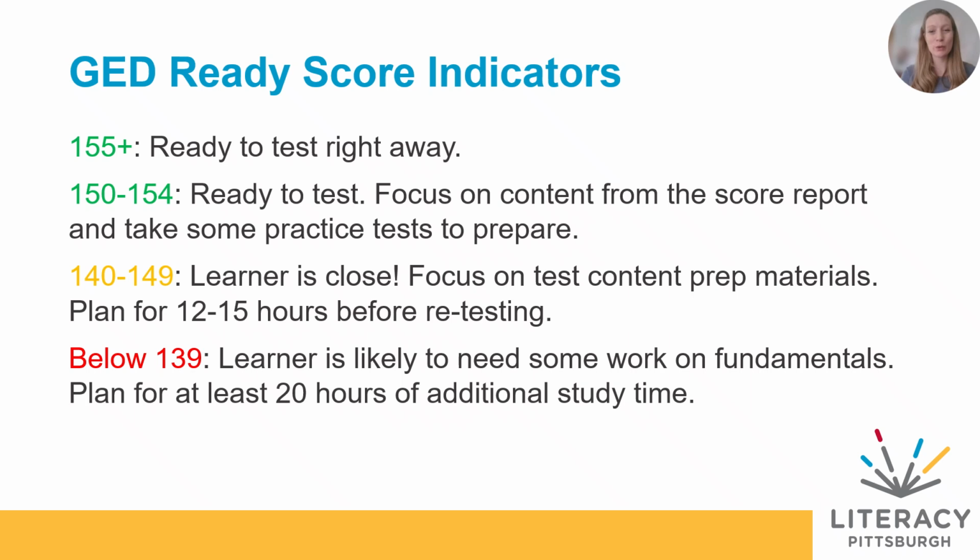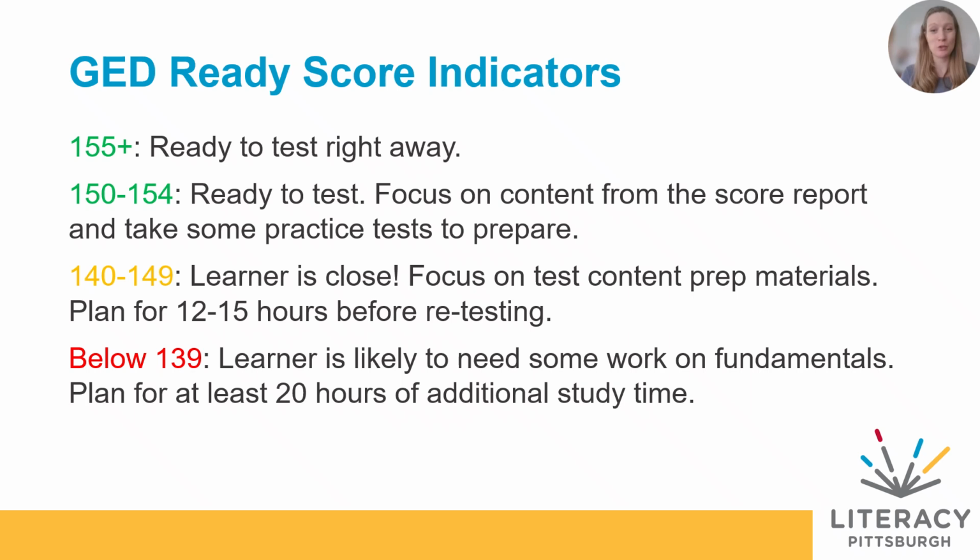A passing score on the GED is 145. So when a student scores 145 or higher on the GED Ready, the GED testing system tells them that they are ready to test. At Literacy Pittsburgh, however, we ask students to aim for a score of 150 or higher on the Ready test before they attempt the real GED. This is because we frequently see students drop points between the Ready test and the real test.